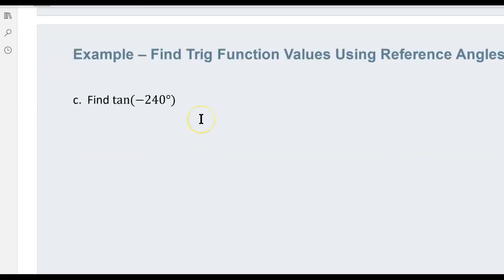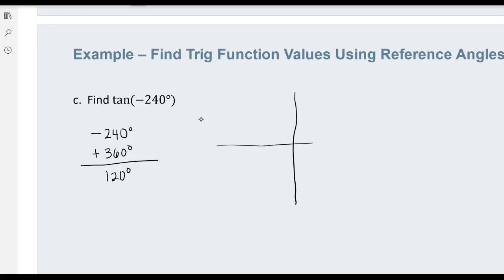All right, now we have a negative angle. Let's draw a picture to figure out where. Actually, the first step, if it's a negative angle, is we want to get this angle to be between 0 and 360. So let's add 360 degrees to make it positive first, and I get 120 degrees.